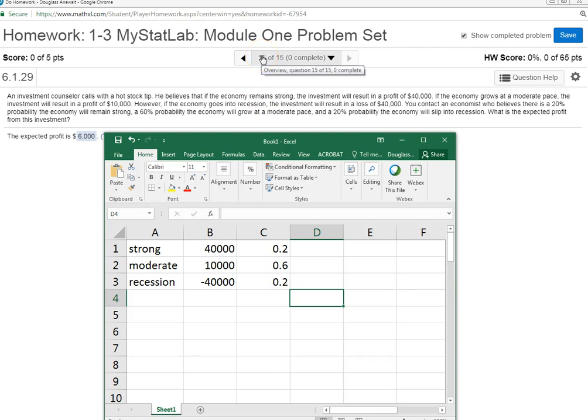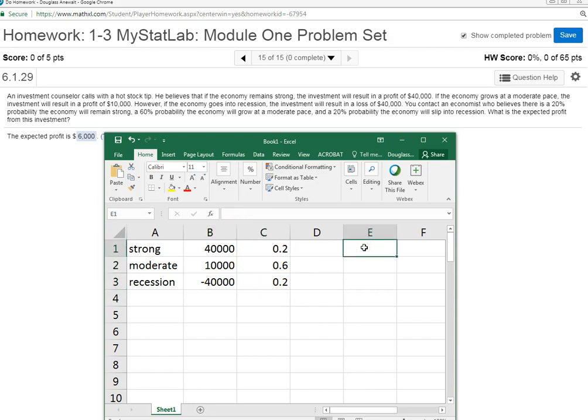Number 15, this problem here is asking about investments. And if you look at what it's asking for at the end, it's what is the expected profit from this investment. So again, we're trying to find the expected value of our probability distribution. In this case, there's 3 situations. The economy is either going to grow strongly, grow at a moderate pace, or go into recession. And associated with each of those is your return on your investment, how much you're going to make. So here are your 3 possible outcomes for how much you will make. And then here's the probability associated with each of those outcomes.